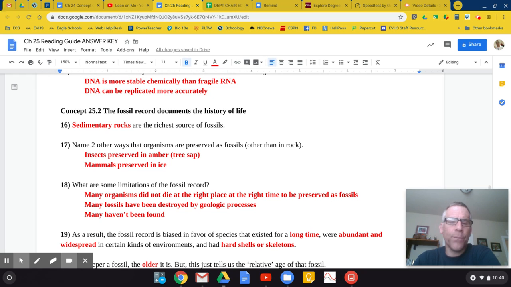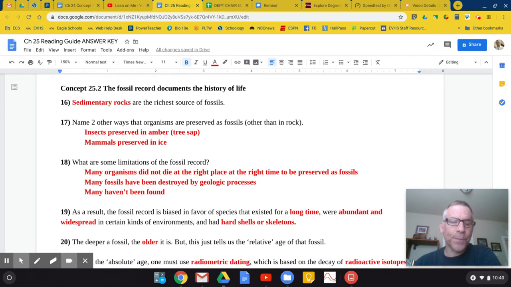Two other ways that organisms are preserved as fossils other than in rock are insects that can be preserved in amber, or the sap of trees, and also mammals preserved in ice.